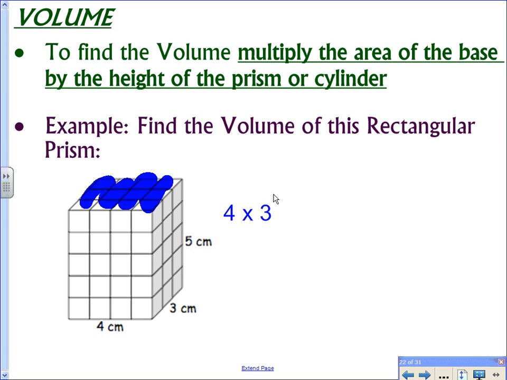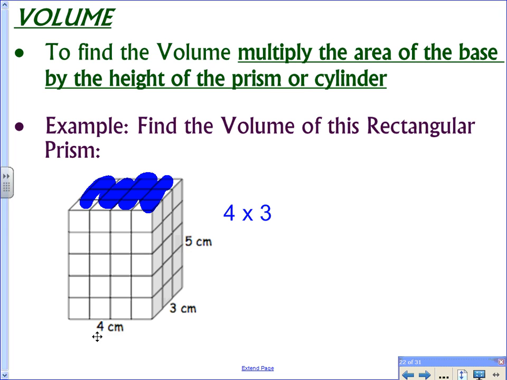So we're going to start off to find the volume of any prism. You multiply the area of the base by the height of the prism. So it'll also work for cylinders. We won't talk about that today, though. So to find the volume of this rectangular prism, you're going to start by finding the area of the base. In this case, we're going to use the top and bottom as the base.